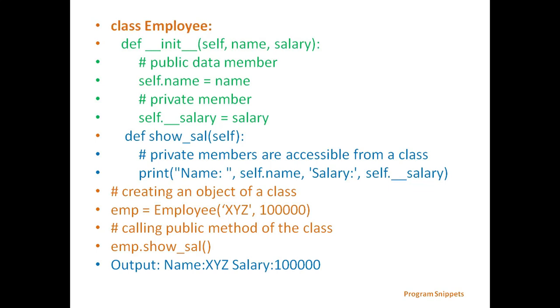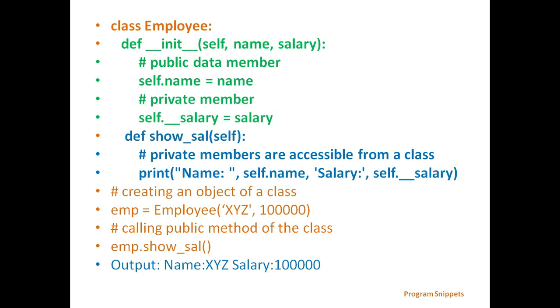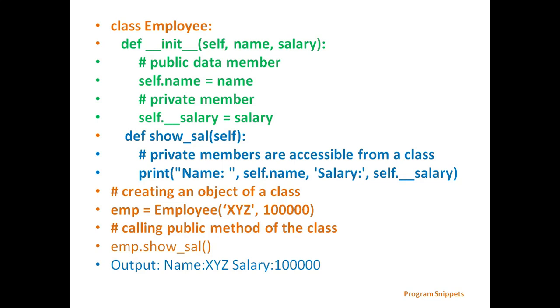Here class Employee is defined and the constructor is defined with 2 parameters, name and salary. We will declare name as a public data member and salary as a private data member, and then we will define one method, showSalary, which will print the name and salary of the employee. Then we will create an object of the class Employee and we will call the public method emp.showSalary, which will give the output name and salary for the employee. It will print the values that we have passed as constructor parameters while creating the object.